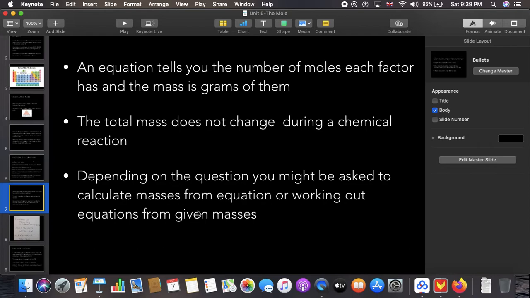Now, here's basically the thing that I tell you. An equation tells the number of moles each factor has, and the mass in grams of them. So basically, you can get the number of moles present in each of the reactants and the products, as well as, by calculating their MR, find out the mass of 1 mole of that reactant or product. Then the total mass does not change during a chemical reaction, and depending on the question, you might be asked to calculate masses from equations or work out equations from given masses.